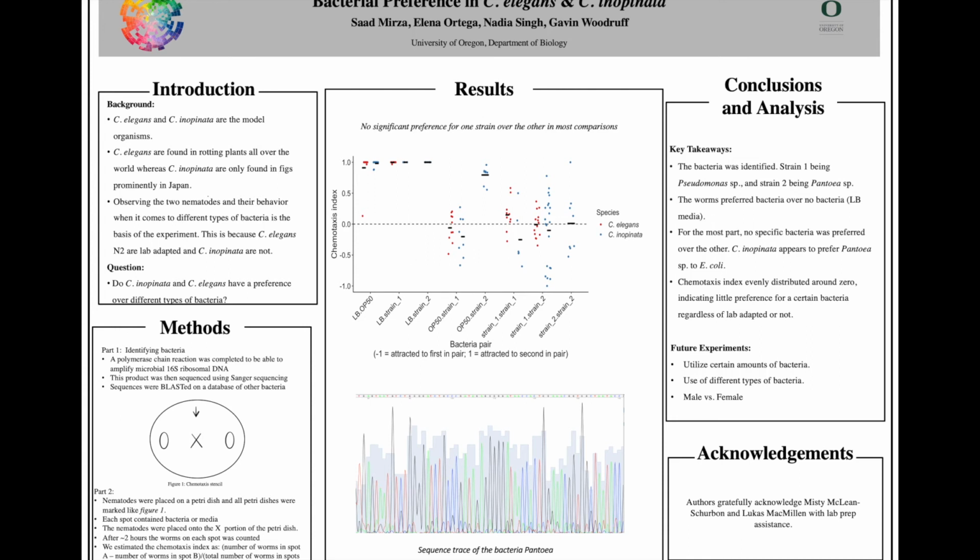And some future experiments we could do is utilize certain amounts of bacteria or different concentrations of bacteria to see if a higher concentration versus a lower concentration is preferred. Use of different types of bacteria. So basically, what we took away was that there was no preference, but what if we changed the type of bacteria and see if one was preferred over the other? And then, of course, male versus female, and to see if they have any preferences over bacteria.